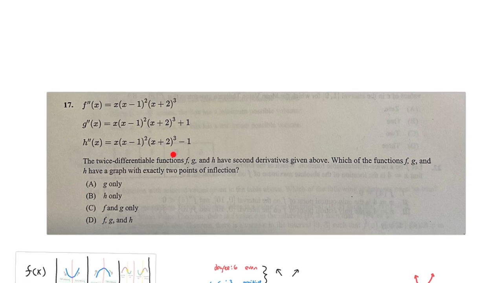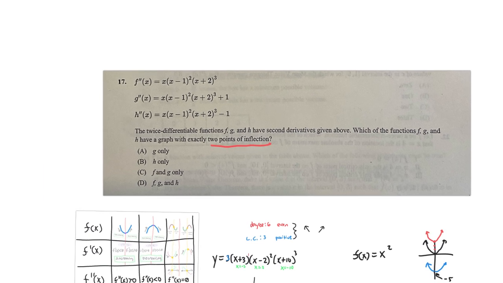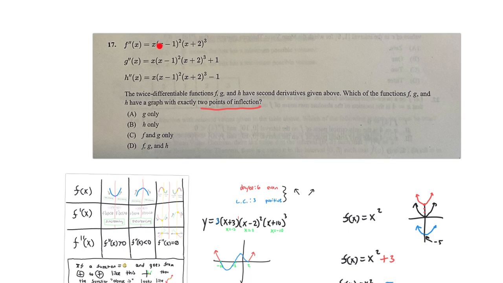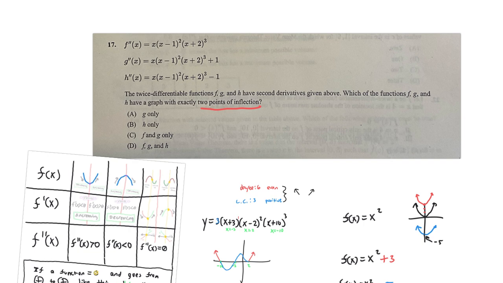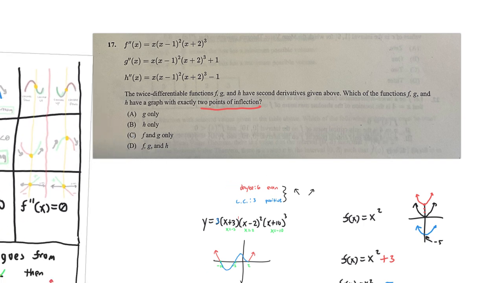The twice differentiable functions f, g, and h have a second derivative given above. Which of the functions f, g, and h have a graph with exactly 2 points of inflection? Okay, so we want exactly 2 points of inflection. First of all, points of inflection. That means that, if we were to graph each of these, which of these would be such that the graph goes through the x-axis from negative to positive or from positive to negative at only 2 places.